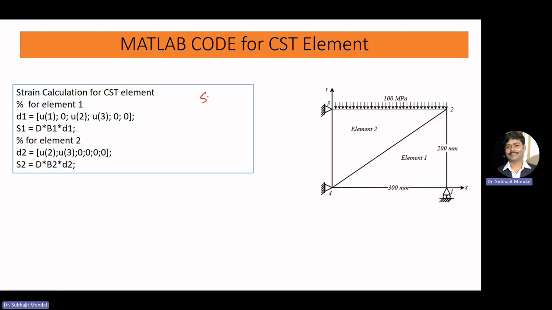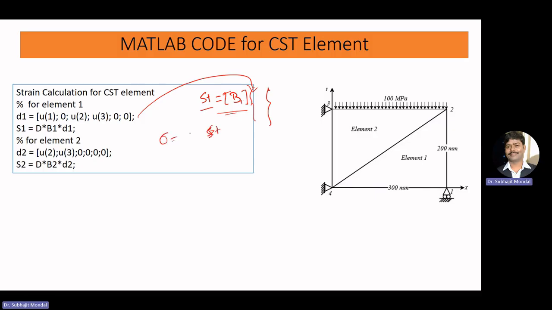So you already know the strain is equal to B times the displacement quantity. So B matrix times the displacement vector. Okay, so for the element 1 and for the element 2, we can calculate. So for the element 1, we have the displacement vector. Okay, and you already know the B1, we can multiply, we can get the strain.